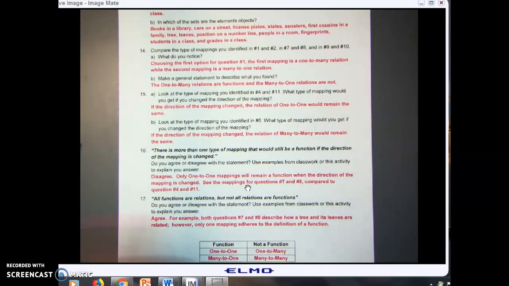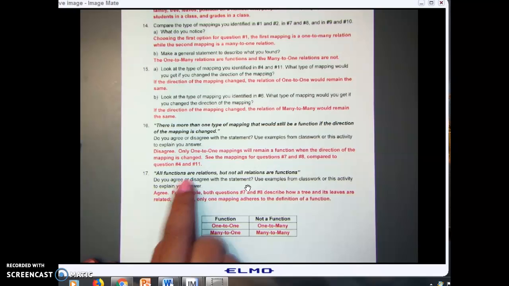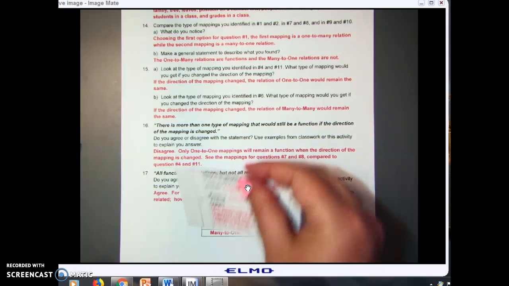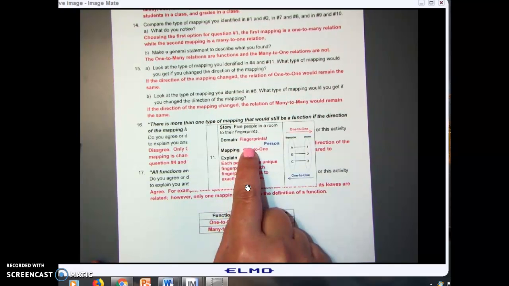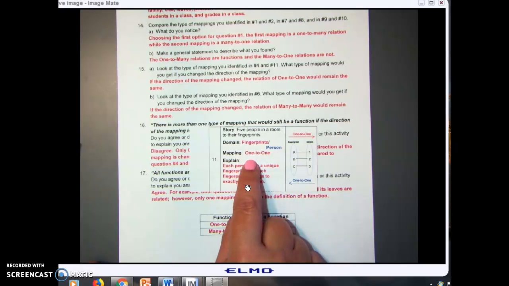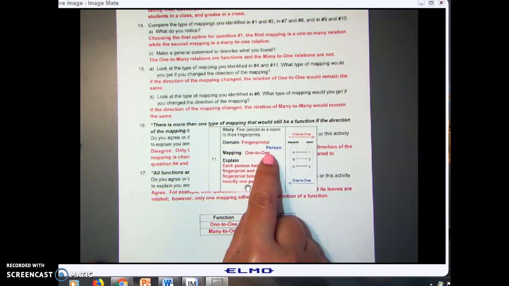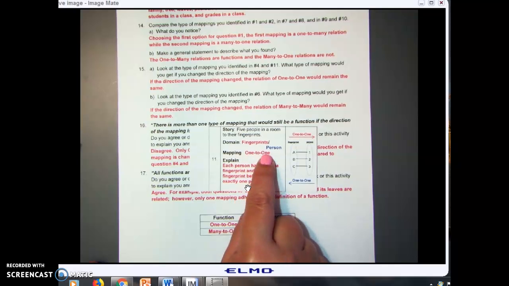So then question 16 asked us, is there more than one type of mapping that would still be a function if the direction of the mapping has changed? And so if we took a look at question number 11, whether we picked fingerprints as the domain or we picked a person as the domain, we had a 1 to 1 situation. And so that means if I plug in the person into a person calculator, I would get one set of fingerprints. Or if I plugged a fingerprint into the computer, I would get one person out of that. So either way, I'm going to get a function.